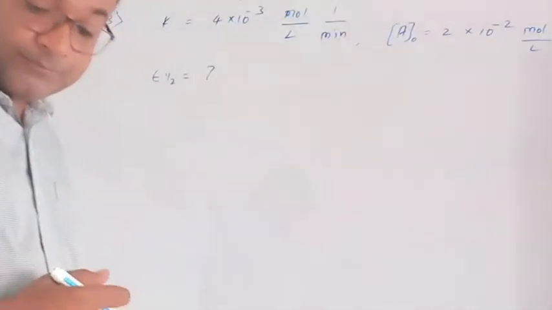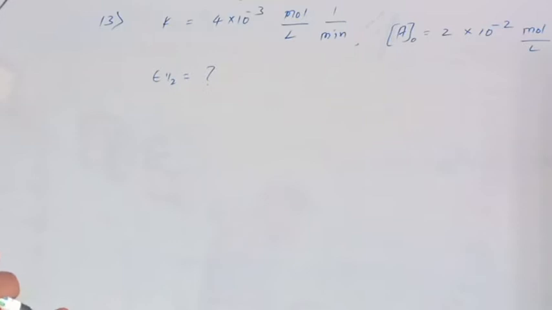Question number 30. The rate constant for the reaction at the initial concentration of 2 into 10 power minus 2, that is the molar concentration of reactant A, you can also take R naught or A naught, no worries, whose value is given as 2 into 10 power minus 2 moles per liter, and its rate constant is 4 into 10 power minus 3 moles per liter per minute. The half-life period of this reaction in seconds.